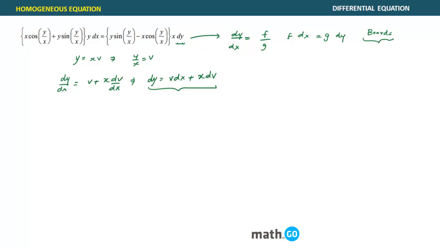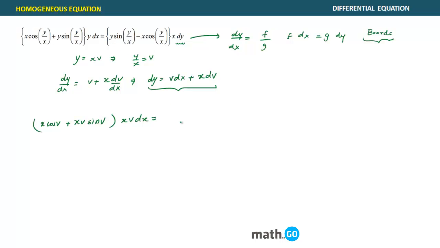Now start doing the calculations. So this is x, right? This is cos y by x, this becomes cos v. Y is x v, this is sin v, and this is y dx, this is y dx, right?